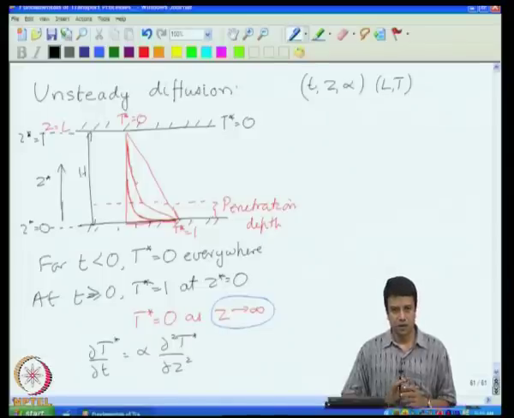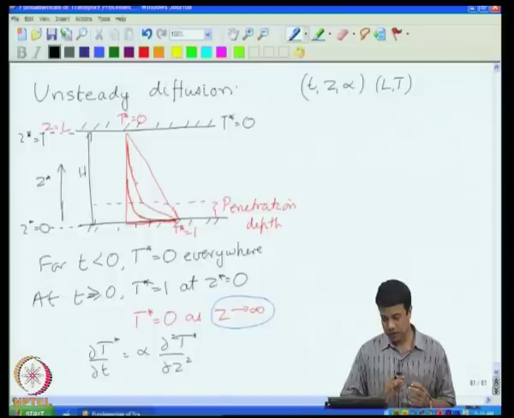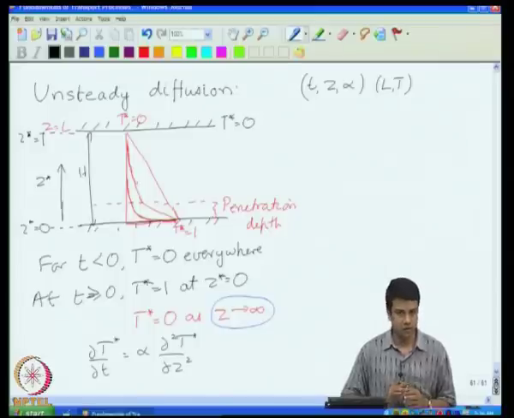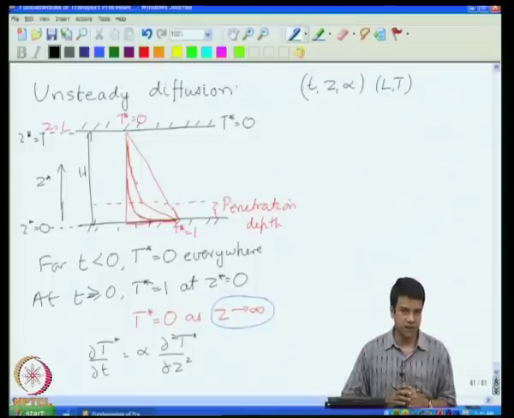I told you last class that we try to scale all variables when we try to solve this problem. So, if I did the problem simplistically, what I would do is to scale z by a height and t by a time. In this case, I do not have a height, because the penetration depth is small. So, the boundary condition is applied at z going to infinity. I do not have a scale for time either.